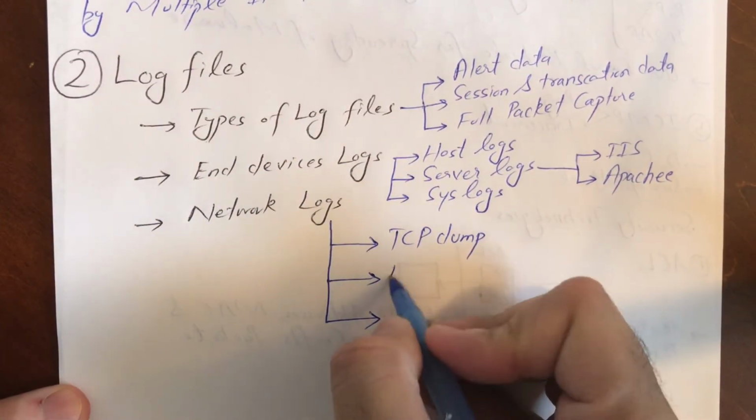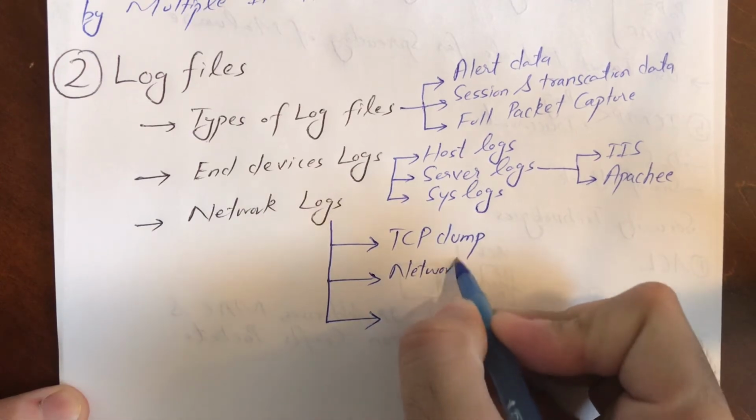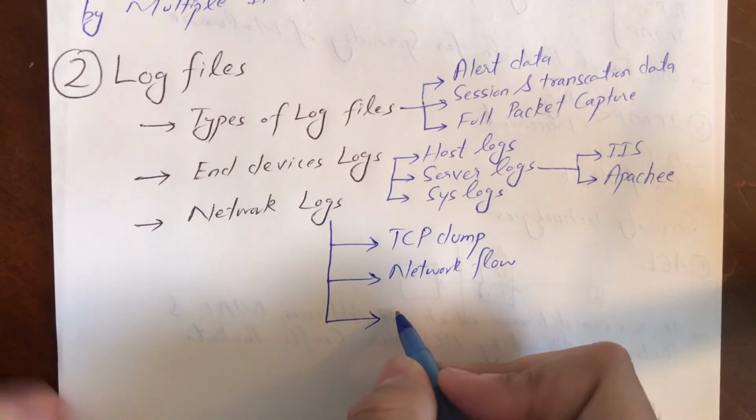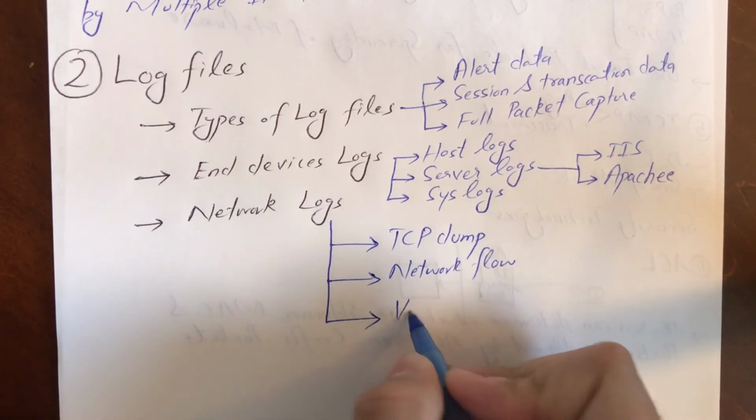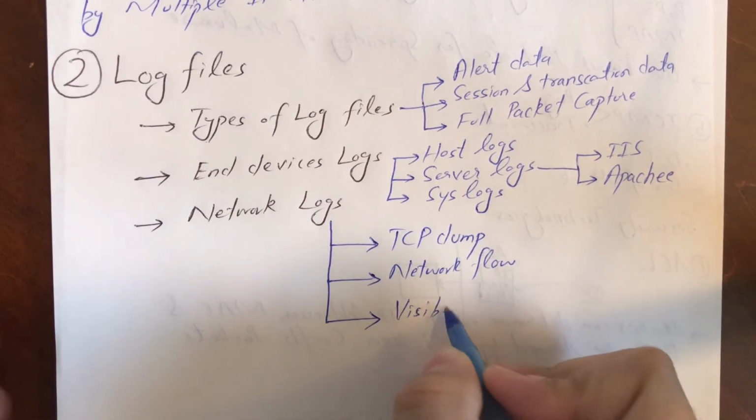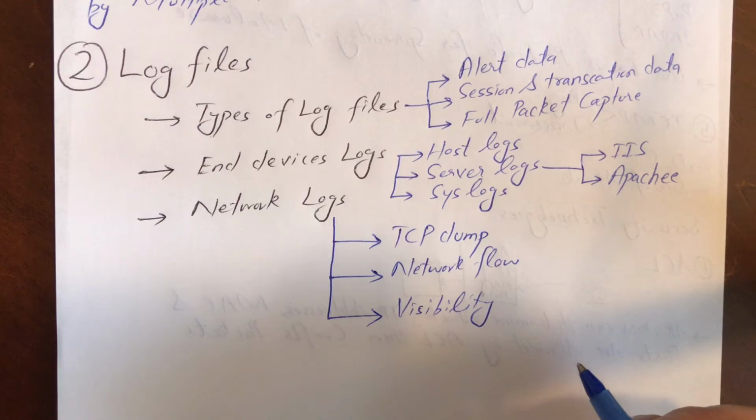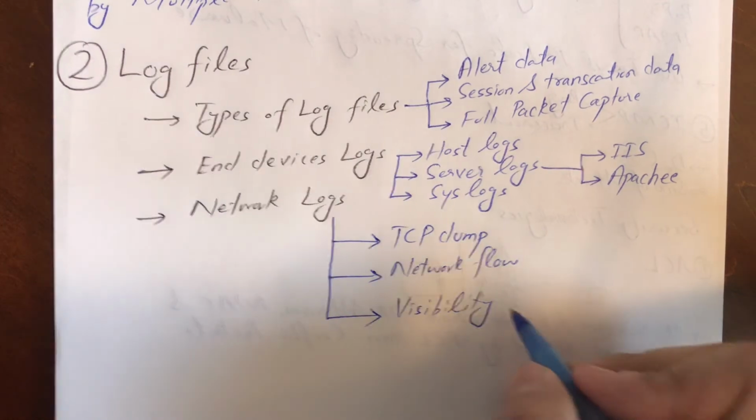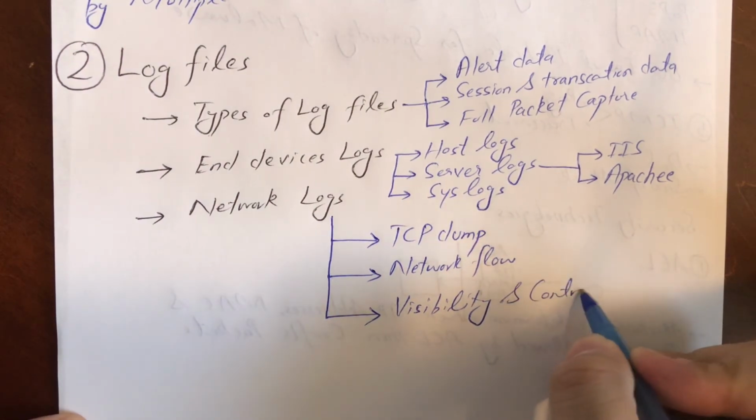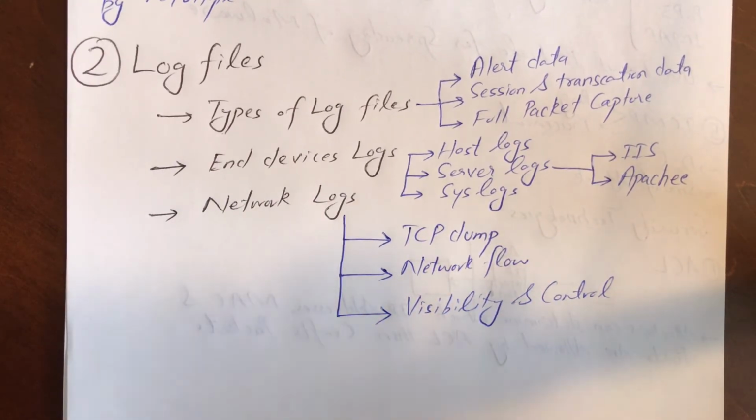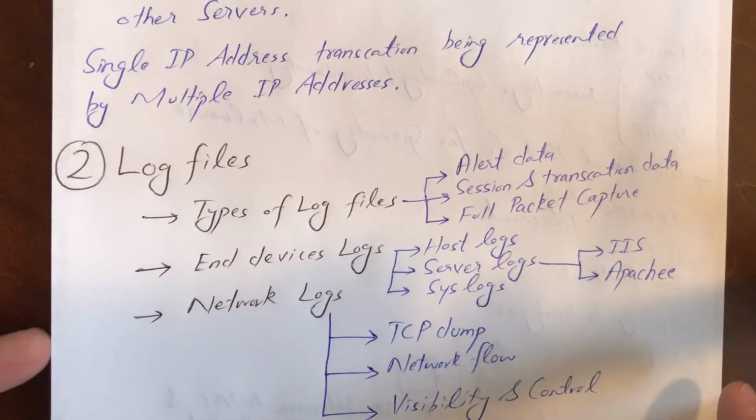Secondly, we'll talk about network flow protocol. And third is called visibility, or you can say the GUI based application visibility and control of application. And we use Cisco products for visibility and control of the traffic, in fact. So let's start with the first one, alert data and session and transaction data.